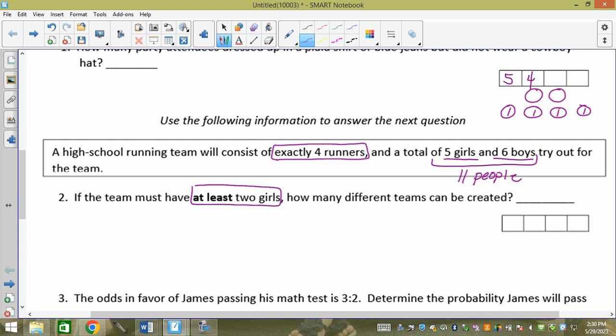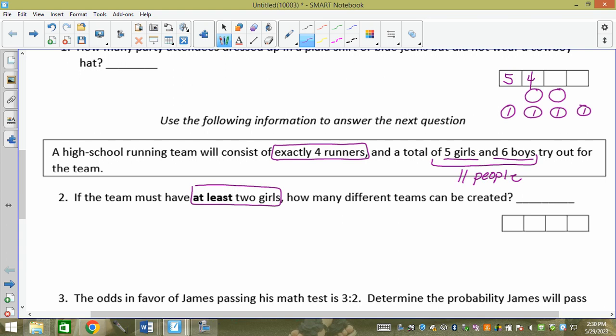Is that standard of excellence? Or is that acceptable? I give you 2 standard of excellence questions. At least, at most is standard of excellence question 2. The majority of them I made you guys do so many times that they don't seem like standard of excellence because you have to do them over and over and over. So at least 2 girls means 2 girls or what? More. So I need at least 2 girls or more.